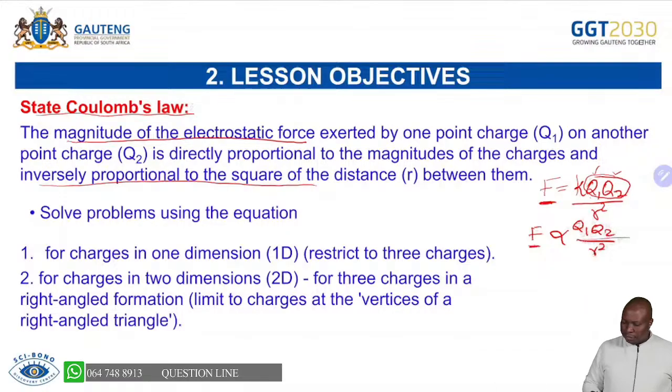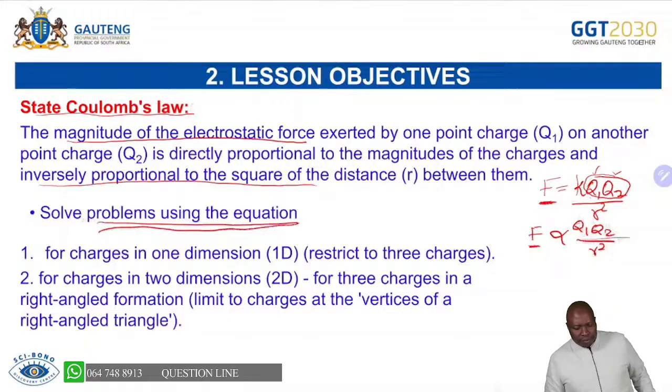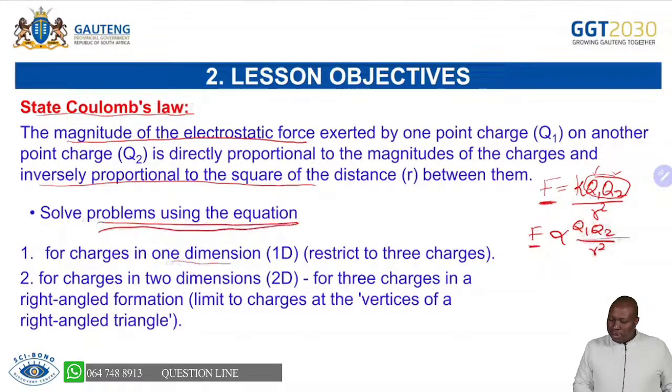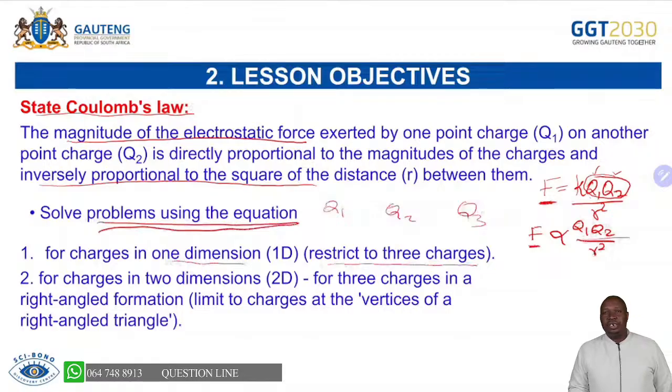Now we're going to use this equation, F equals K Q1 Q2 over R squared, to solve problems. We're going to deal with charges that are in one dimension. We're only restricting to 3 charges here, so we're talking about Q1, Q2, and Q3, for example, but they are all in one dimension, on a straight line like that. So we'll be able to solve them.